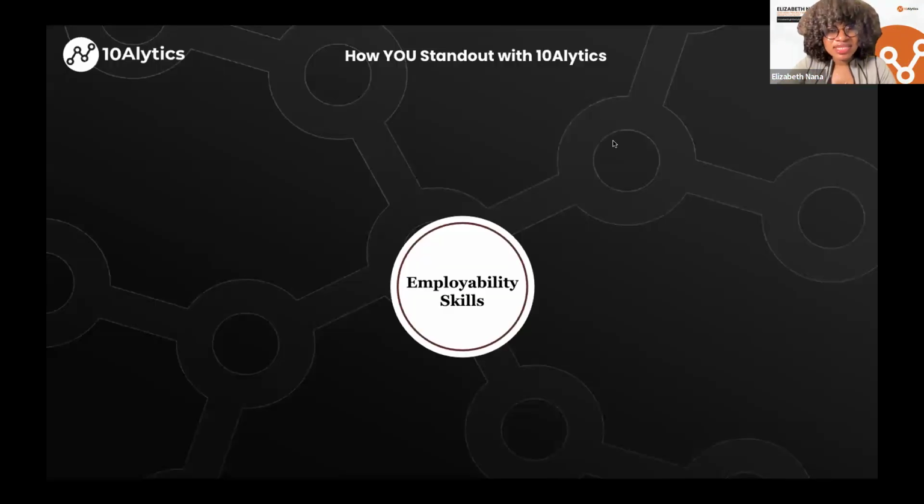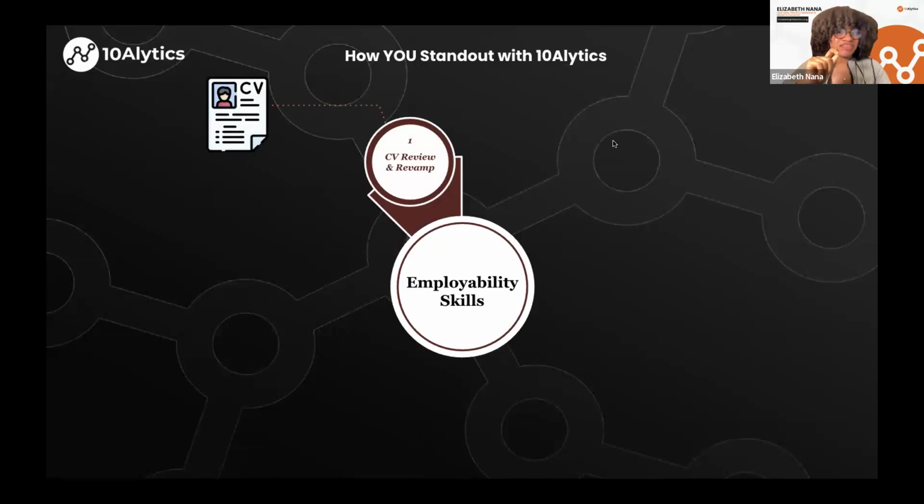Now, what are these employability skills? We have 8 employability services that we offer here at Analytics. The first one is revamping your CV. We're going to revamp your CV for you to make sure that it is ATS friendly. So when you apply to jobs, the ATS is not flinging out your CV from the door.